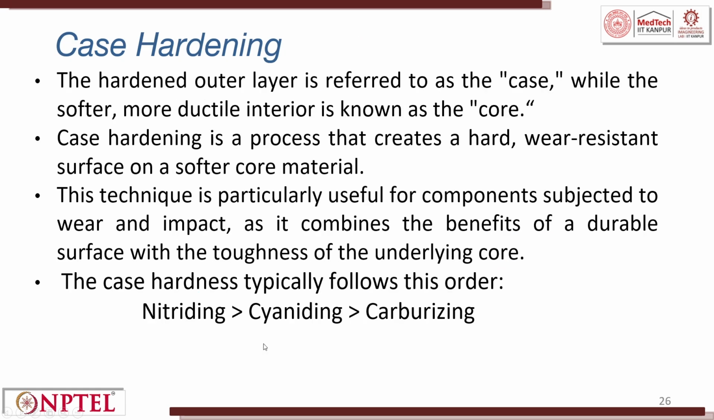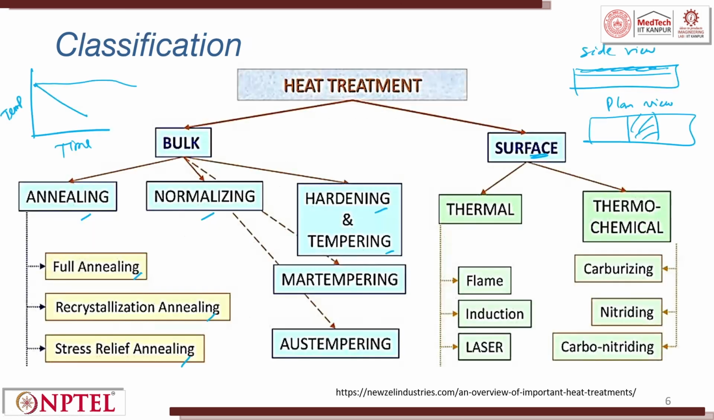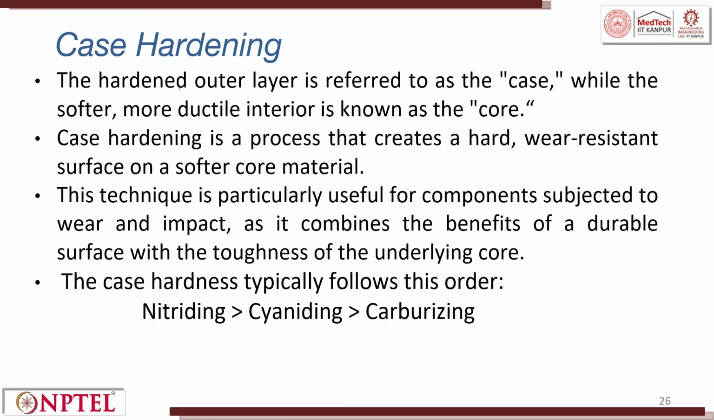Case hardening. Till now, whatever we studied was part of annealing, normalizing, hardening and tempering. We saw that. Now, what we are going to do is surface treatment. So, that is case hardening. Let us see case hardening. The hardened outer layer is referred to as the case, while the softer, more ductile inner is called the core. Case hardening is a process that creates a hard, wear resistant surface on a soft core material.